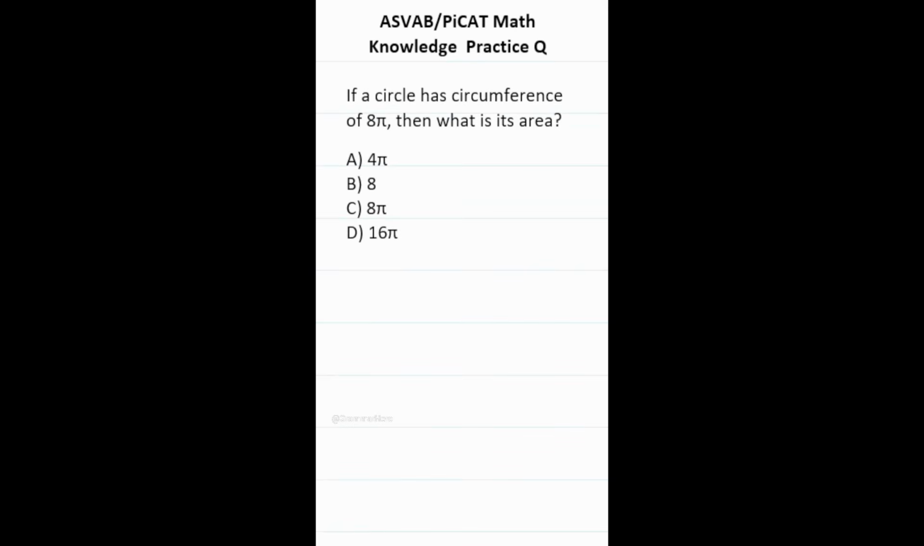This ASVAB PiCAT Math Knowledge Practice Test question says if a circle has a circumference of 8 pi, then what is its area? Since we're talking about circumference and area, let's just go ahead and jot down those two formulas to get started. Circumference is 2 pi r, of course, and area, as we should know, is pi r squared. Clearly, these formulas are related by radius. In addition, we were told that our circumference is 8 pi, so let's plug that in and see what we can do with that.